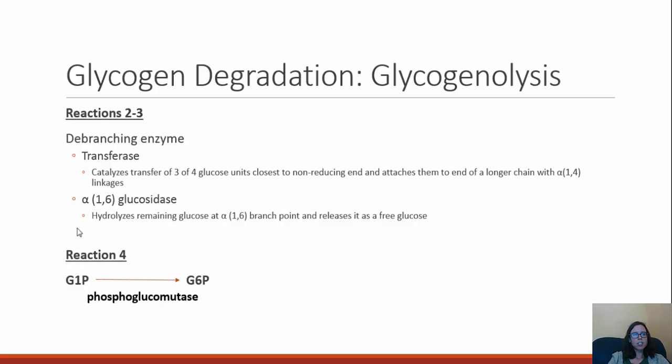So after reactions 2 and 3, we then have reaction 4. So we have our G1P, our phosphorylated glucose, and with phosphoglucomutase, the phosphorus is moved onto a different carbon of the glucose. So remember, phosphoglucomutase can move in either direction, either converting G1P to G6P or G6P to G1P. I'm just trying to think if I missed anything here. Okay, so the first step of debranching is opposite of what the branching enzyme did in glycogenesis.